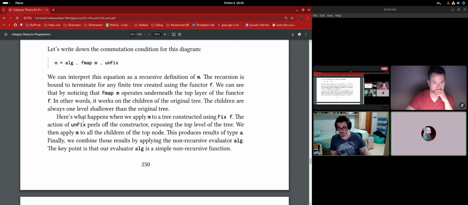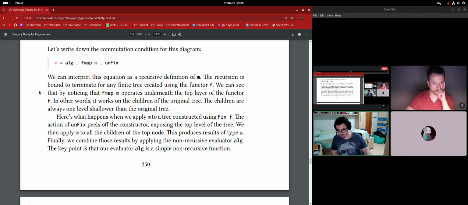Here's what happens when we go. As long as there's no laziness involved, your tree will be finite and this terminates. Here's what happens when we apply m to a tree constructed using fix of f. The action of unfix peels off the constructor, exposing the top level of the tree. We then apply m to the children of the top node. So we unfix to expose the top layer, and then the fmap is the one that does the below action, and then the m is actually what is doing the eval.